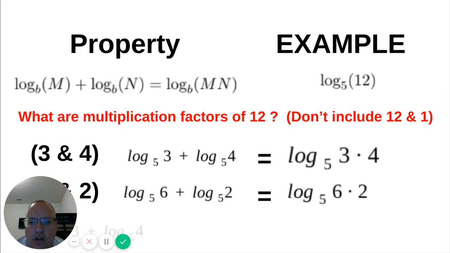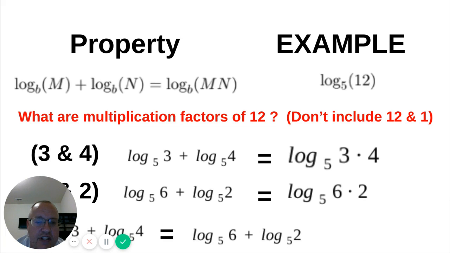I know that the log base 5 of 3 plus the log base 5 of 4 is equal to the log base 5 of 6 plus the log base 5 of 2, but all of these are equal to the log base 5 of 12. To make a long story short, when we're doing the product rule of logarithms, adding 2 logs together that have the same base is the same as the log of the product, according to this property.